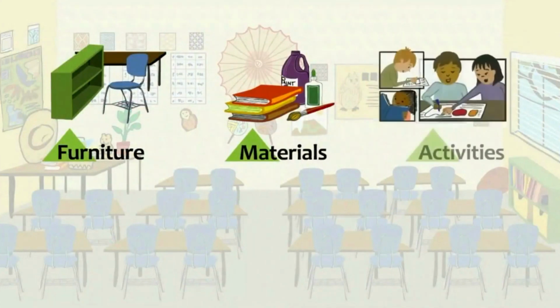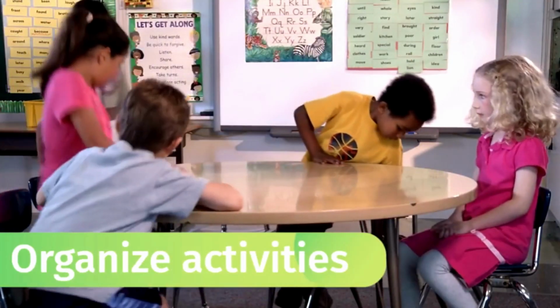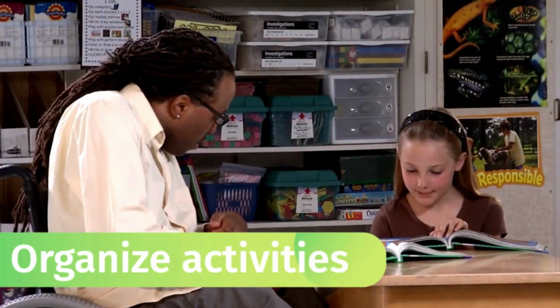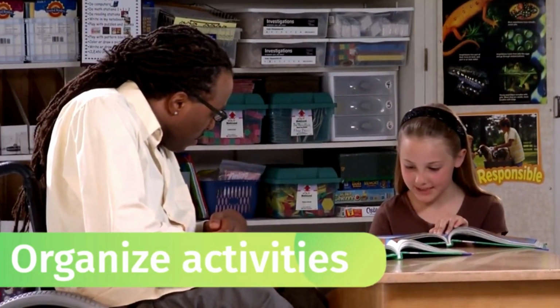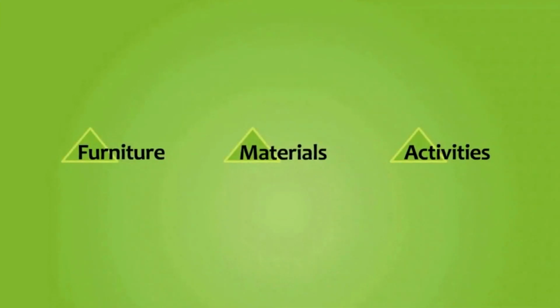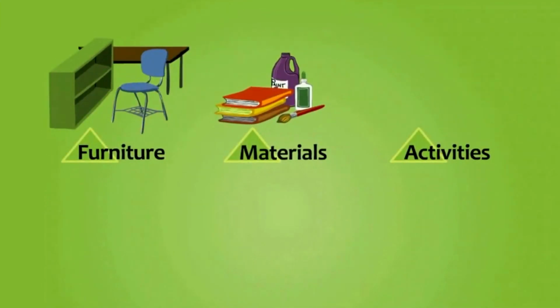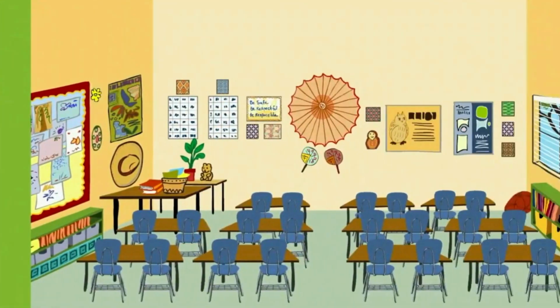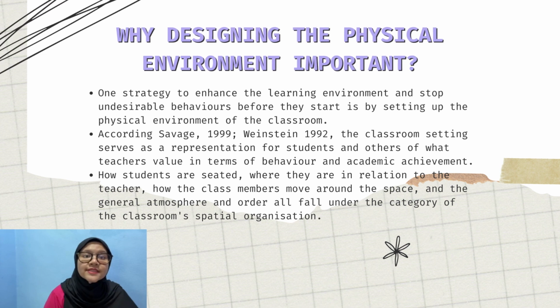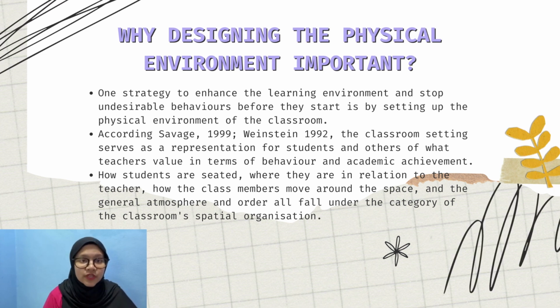Now think about activities. Is there a setting for group activities? Is there an area for individual work? Is there a place where students can go to settle down when they're having a hard time? When you carefully consider the function of furniture, materials, and activities, you can design a classroom environment that promotes learning and positive behavior.